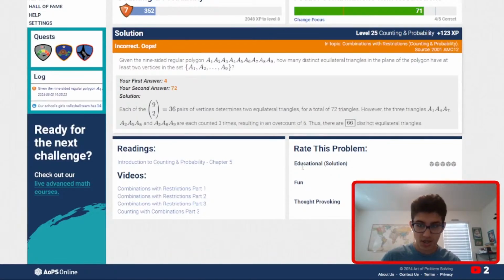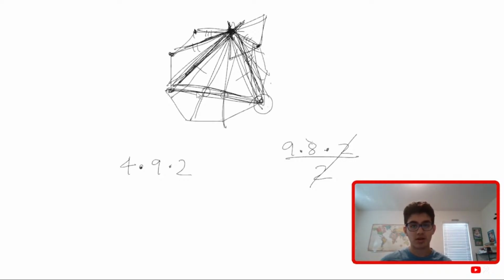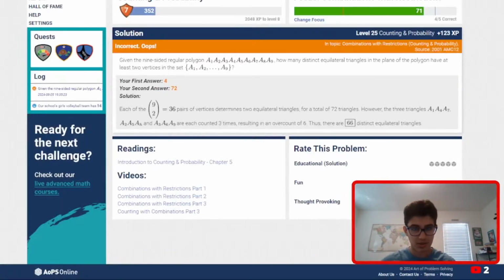Okay, wait. So it seems A1, A4, A7. A1, 1, 2, 3, 4, 5, 6, 7. Okay, this triangle. So any triangle like this seems to have been counted three times. Right, with this point and this point, this point and this point, this point and this point. So it's been counted more. I don't know.